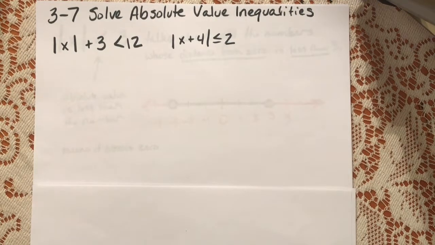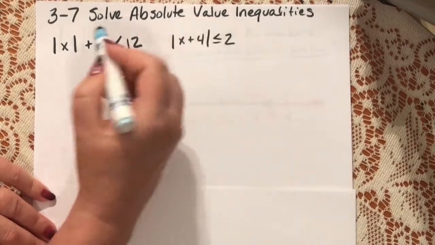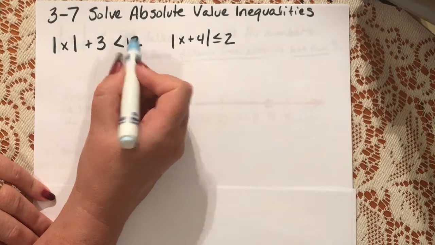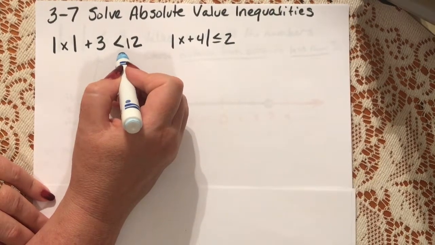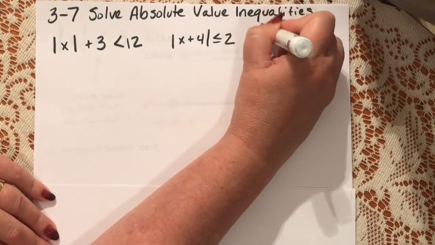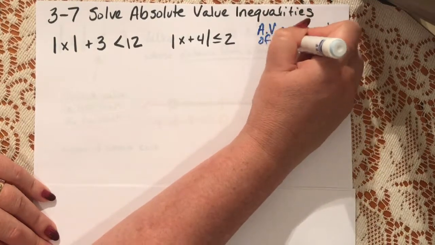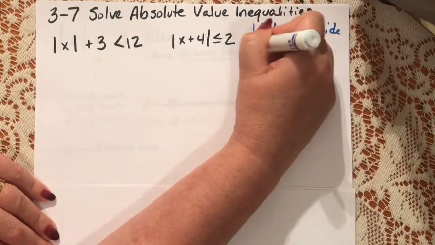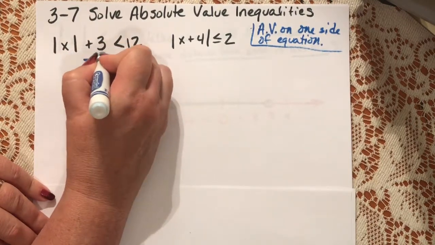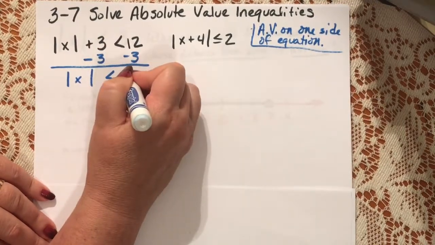And welcome to Chapter 3, Section 7, Solving Absolute Value Inequalities. So today we're going to look at solving absolute value equations with the inequality portion stuck in. If you remember, the first thing we have to do is get the absolute value on one side of the equation. That's our first step. So I need the absolute value portion by itself. So I'm going to subtract 3 from both sides, and the absolute value of x is smaller than 9.